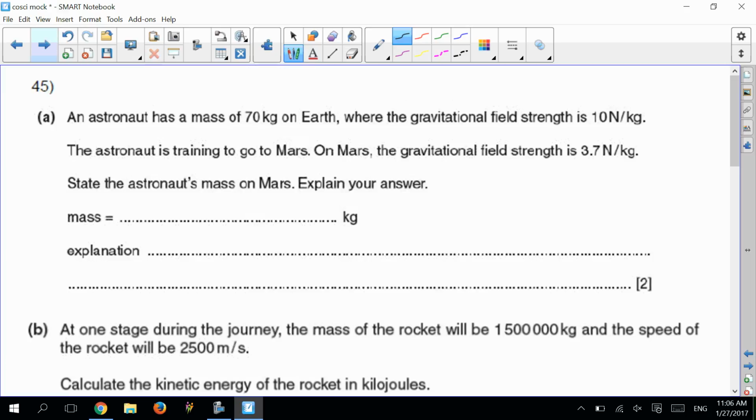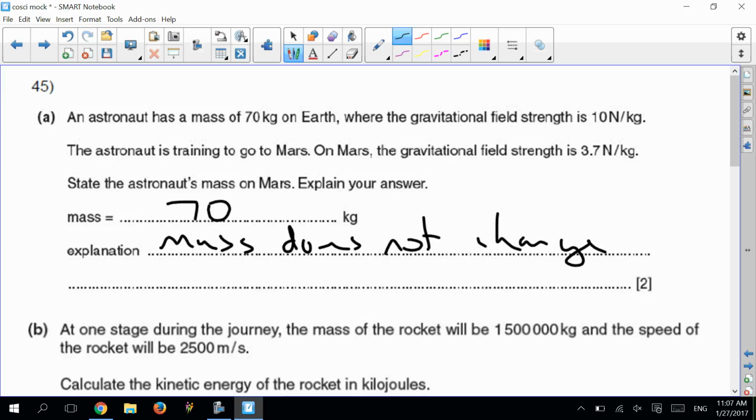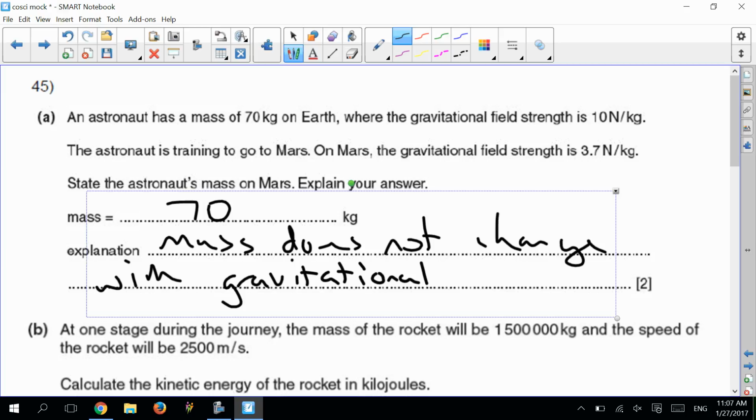An astronaut has a mass of 70 kilograms on Earth, where the gravitational field strength is 10 newtons per kilogram. The astronaut is trained to go to Mars. Gravitational field strength is 3.7 newtons per kilogram. State the astronaut's mass on Mars. Explain your answer. It's 70 kilograms because mass does not change with gravitational field strength.